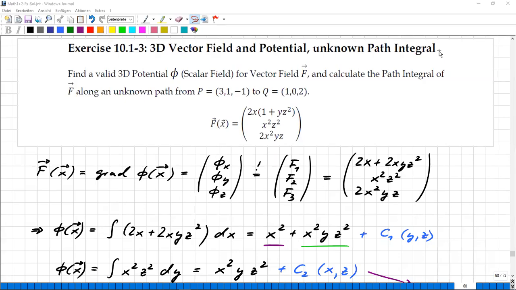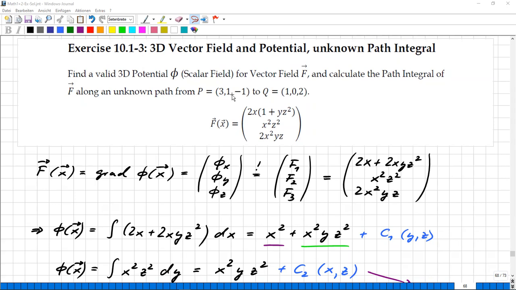One more time, this is about path integrals of vector fields along some path. Obviously, it's an open path, but it's sort of unknown. You see here, it's an unknown path, but we know its start point and its end point. Of course, again, this tells us there should be, hopefully, some valid potential. Otherwise, we wouldn't even have a chance to explicitly calculate this integral.